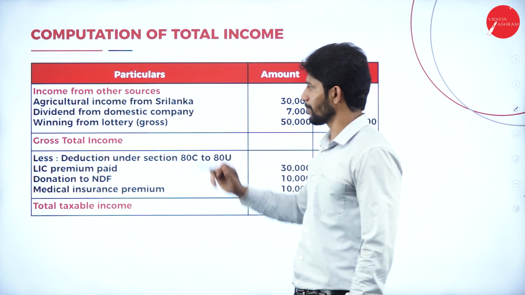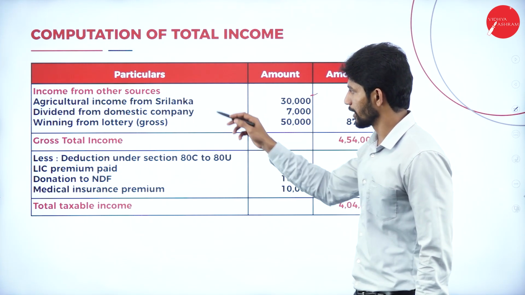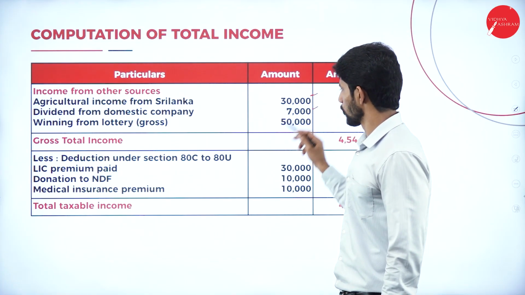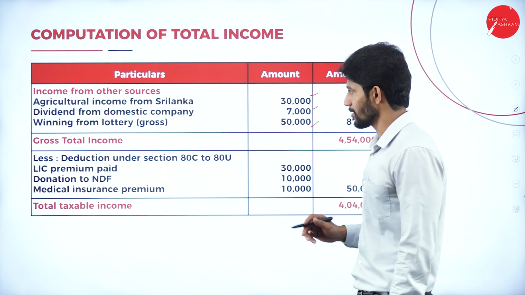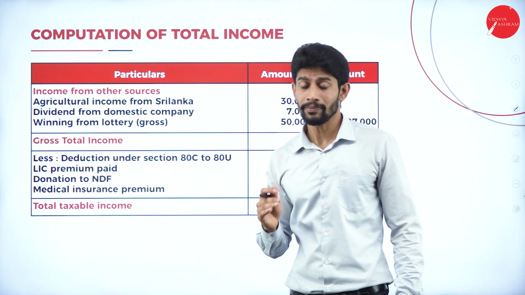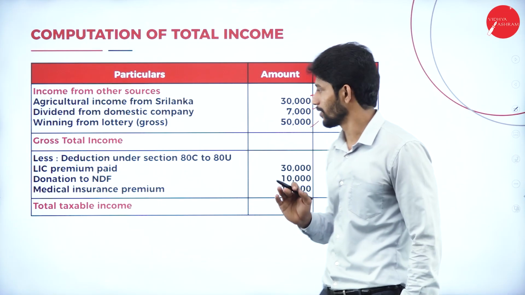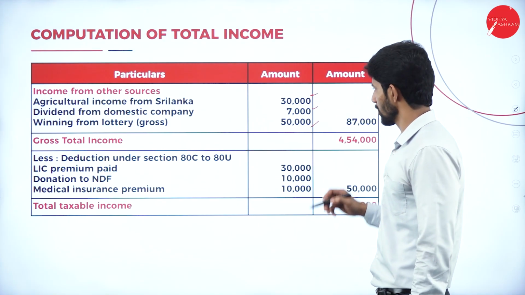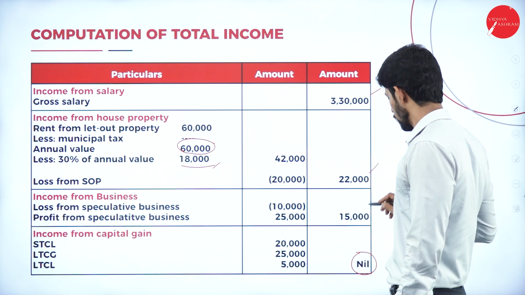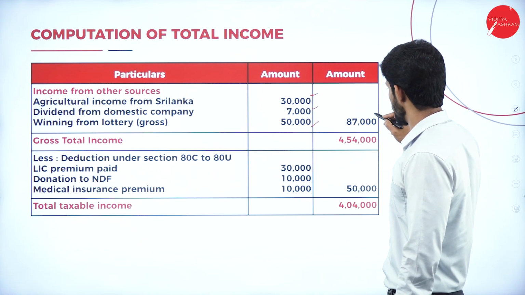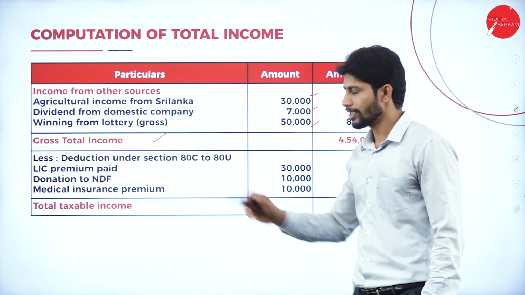Next, income from other sources. Agricultural income from Sri Lanka 30,000. Dividend from domestic company rupees 7,000. Winning from lottery 50,000. See, if the agricultural income is earned in India, then it is exempted. From another country it is taxable. So the outer column is 87,000. Total the outer column: 3,30,000, 22,000, 15,000 and 87,000. You will get 4,54,000 gross total income.